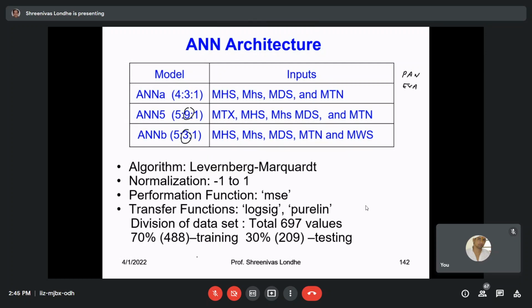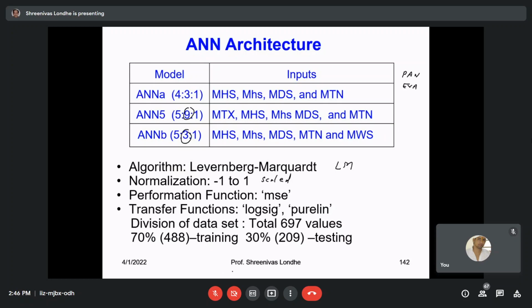And these are general characteristics of the neural network. This is the algorithm, the famous LM. Normalization is -1 to 1. That means all values will be scaled between -1 and 1. The error which you want to minimize is mean squared error. Transfer functions are log sigmoidal and pure linear, meaning this is a sigmoidal kind of transfer function and this is a linear kind of transfer function between the layers. Data division is 70%, 30%, as you can see.